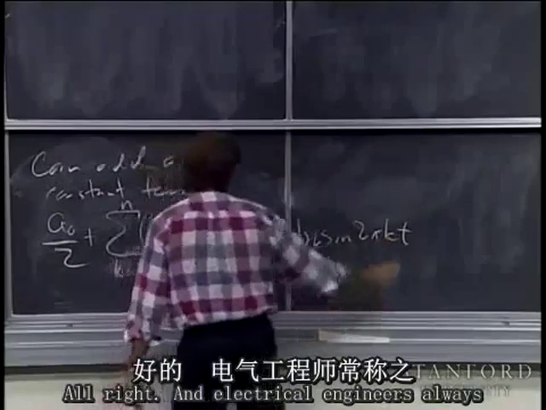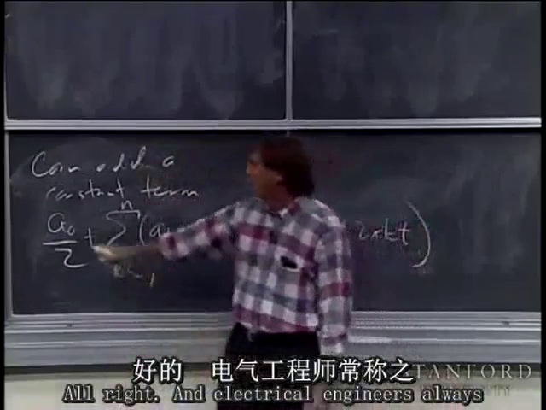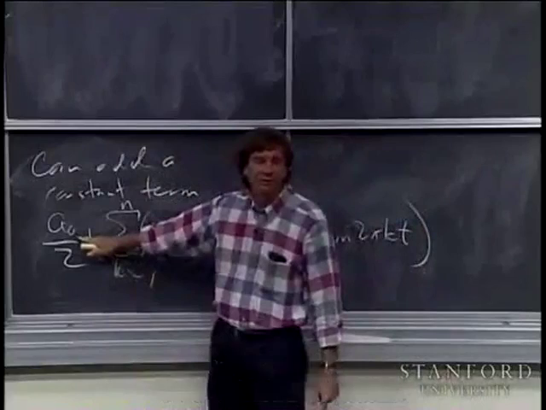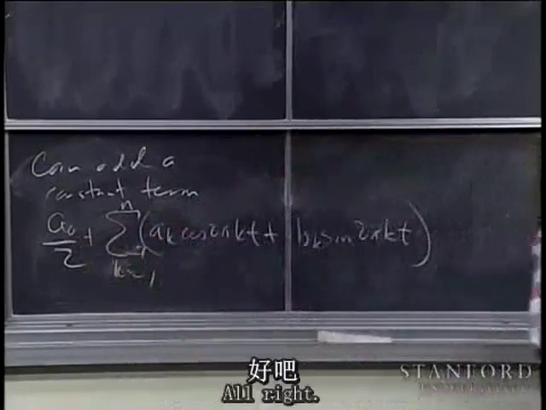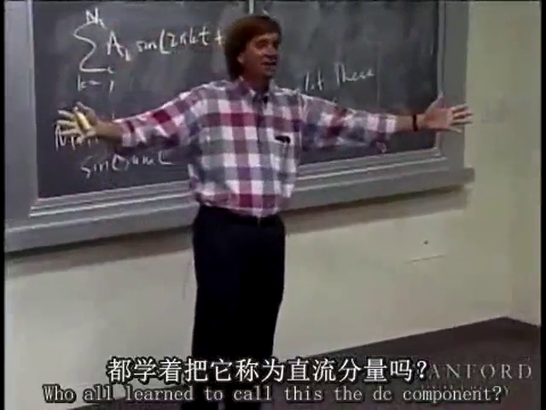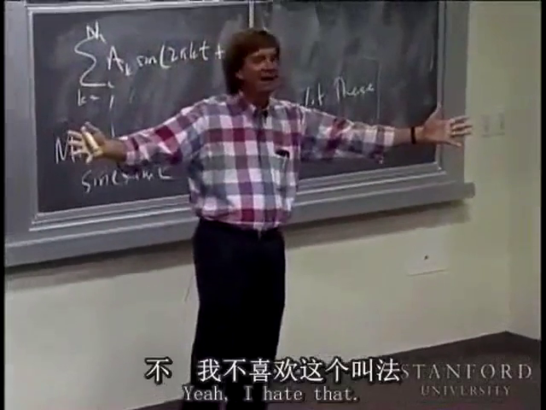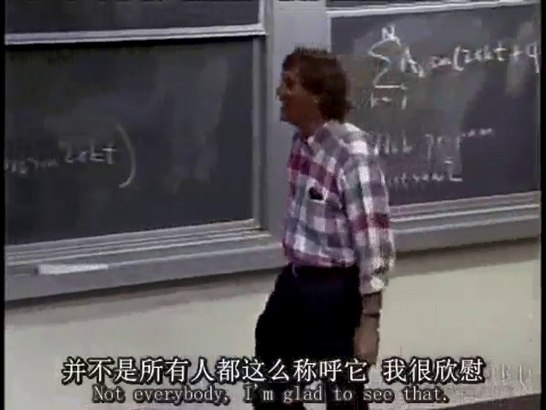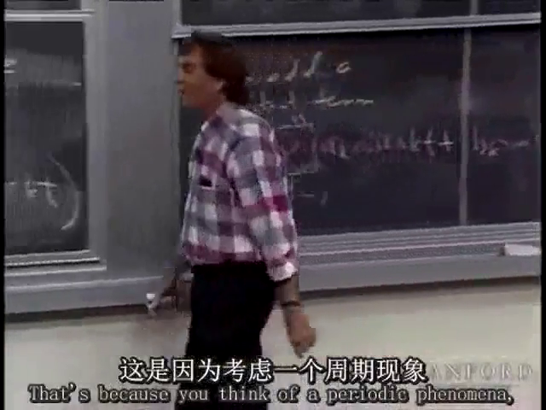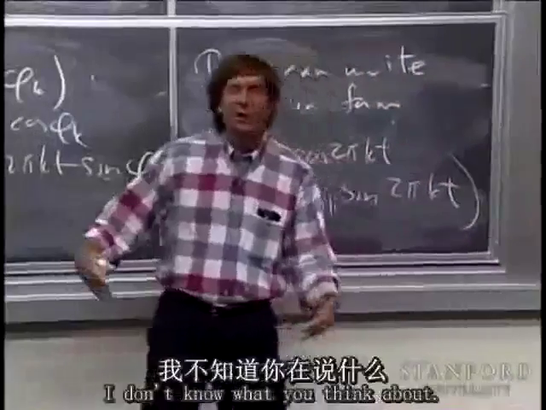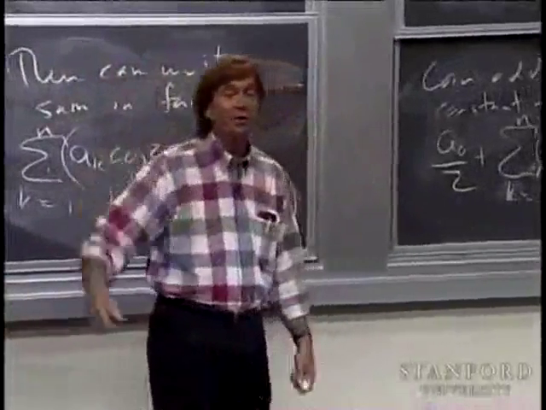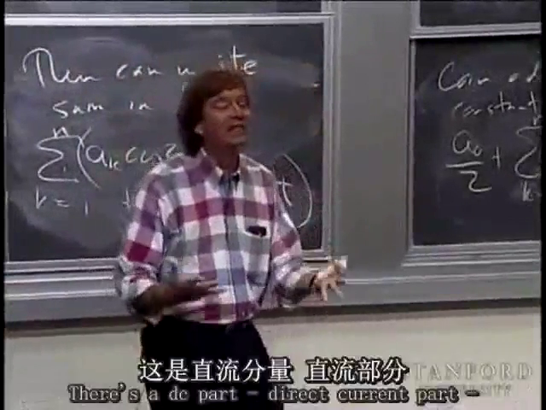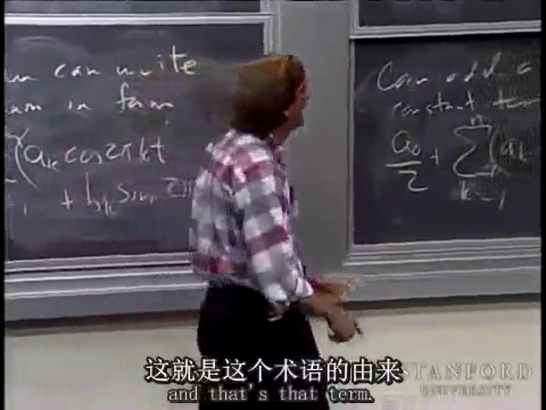All right? And electrical engineers always call this the DC component. I hate that. But they always do. Who learned to call this the DC component? Yeah, I hate that. Not everybody. I'm glad to see that. That's because when you think of a periodic phenomenon, you think about alternating current or voltage somehow as a periodic part, but then there's a direct part that doesn't alternate. There's a DC part, direct current part that doesn't alternate, and that's that term.